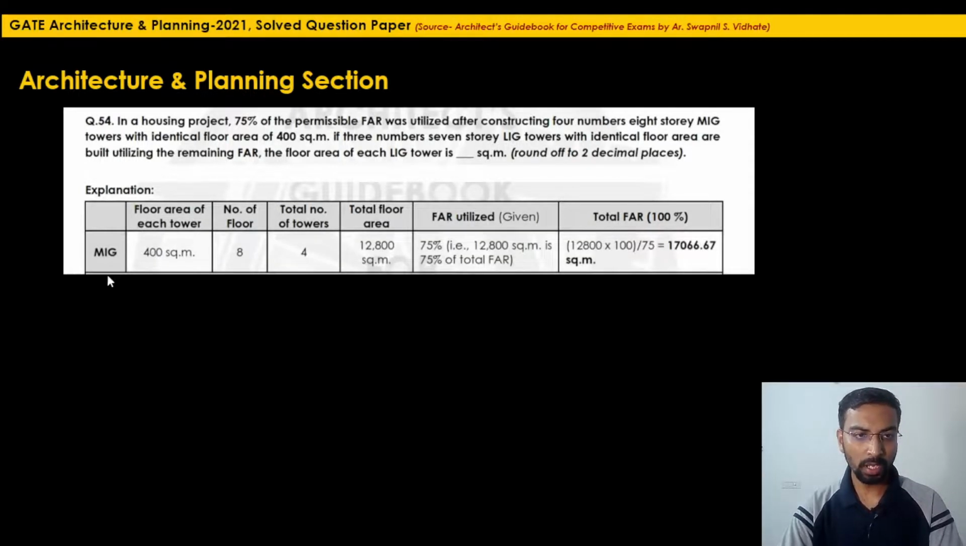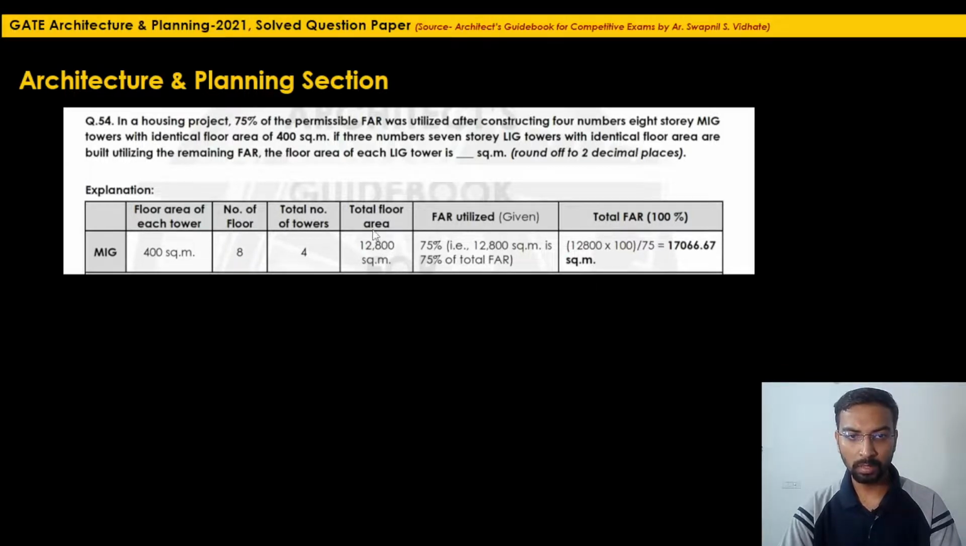So here for MIG, they have mentioned the floor area of each tower is 400 square meter. It is identical floor area. Number of floors they have mentioned 8, it is an 8-story tower, so number of floors will be 8. How many towers are there? There are 4 towers. So total floor area, by multiplying these 3 numbers, will be 12,800 square meter.